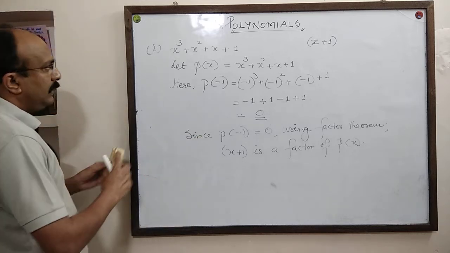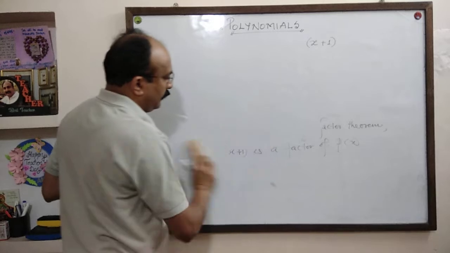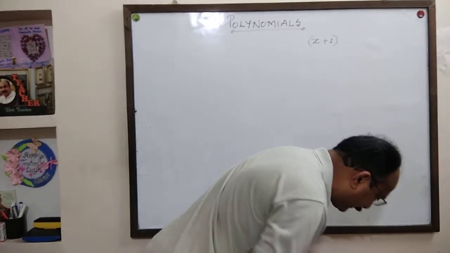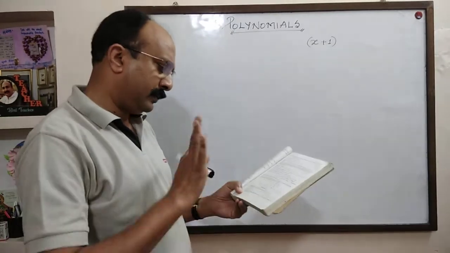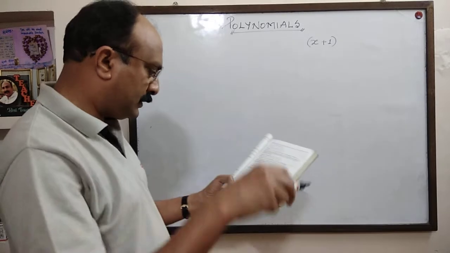I will do only one more of question number 1. 4 questions are there, 4 polynomials are given. The first one is done. I am leaving second one and third one as homework for you. Both are very easy. Fourth one is little complicated, so let me do it.